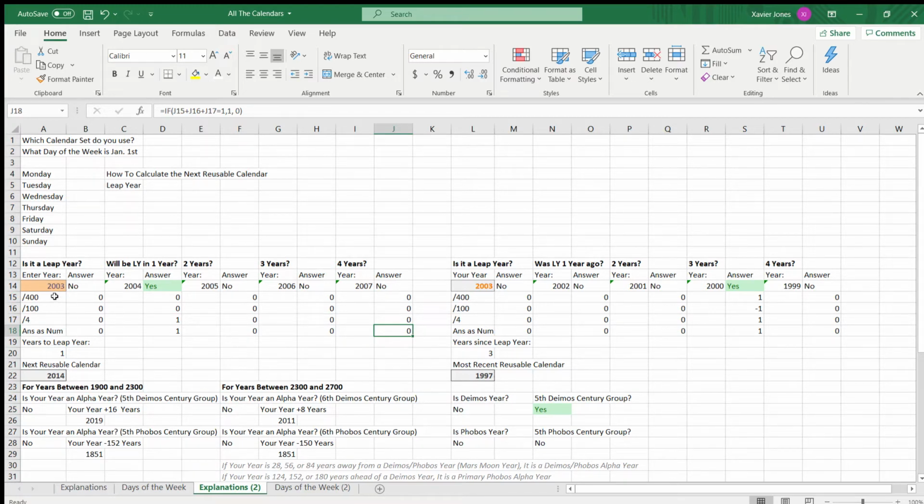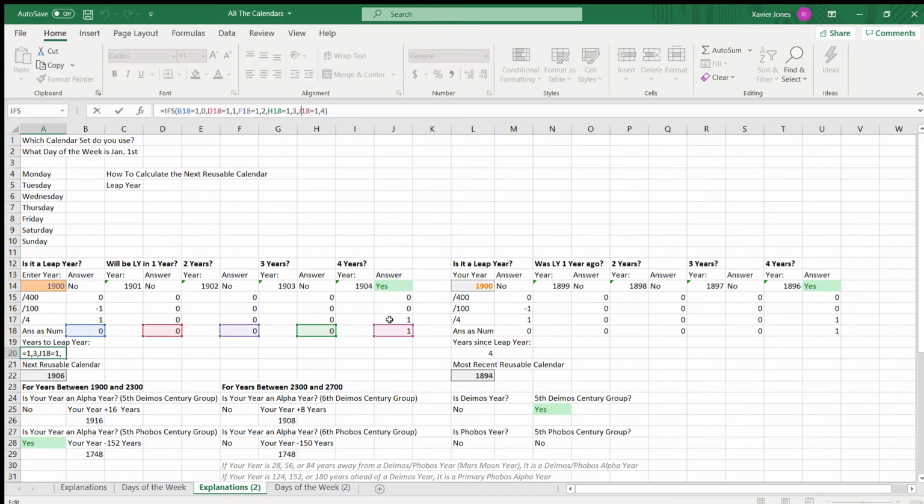Now, of course, the thing about that is that, as you may have noticed, for the year 2000, it is both a leap year in 2000 and also a leap year 4 years in the future in 2004. Well, the reason why we have two different instances is because, once again, for this example, where the year is 1900, it is not a leap year, but in 4 years, it will be a leap year. So, in that case, we have our value if J18, if this equals 1, then it is 4 years to a leap year.